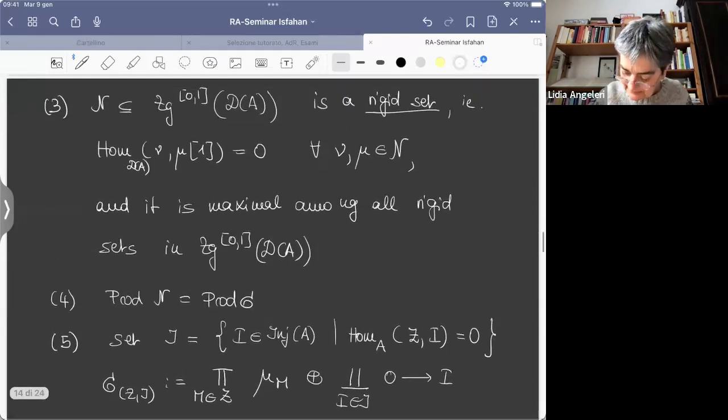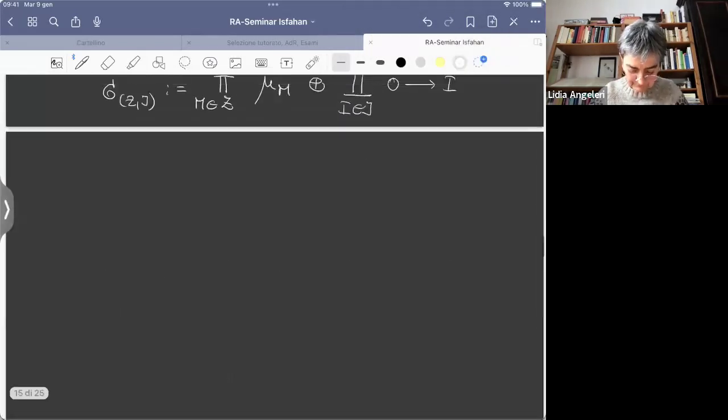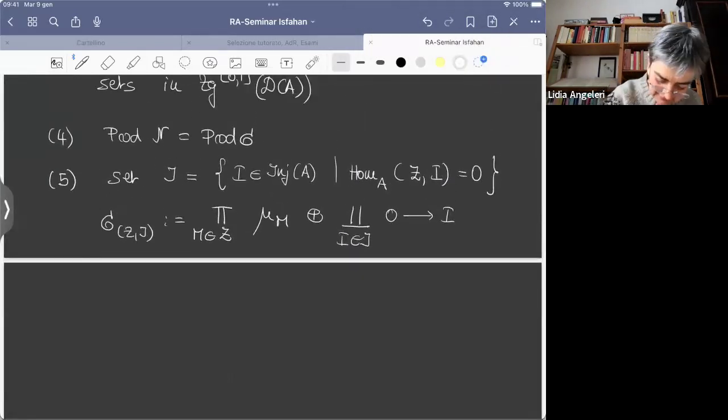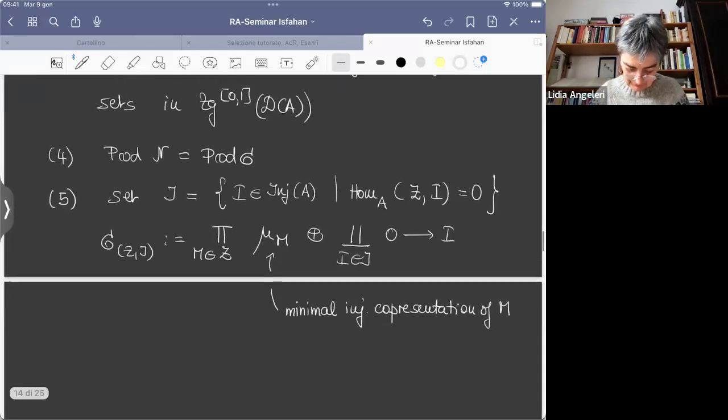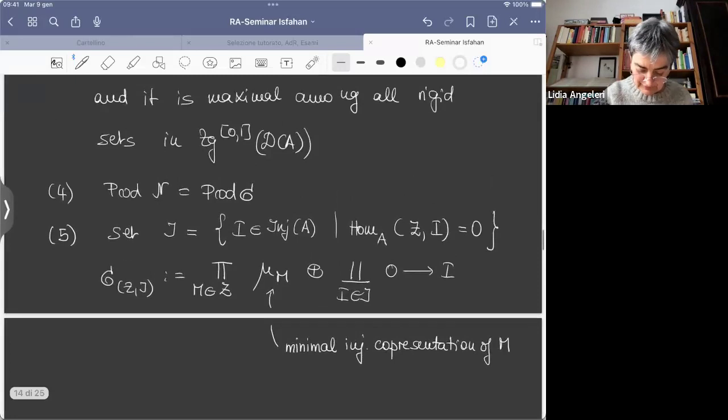So, I'm claiming that this, so I should explain what this mu M is. So this is a minimal injective copresentation of M.